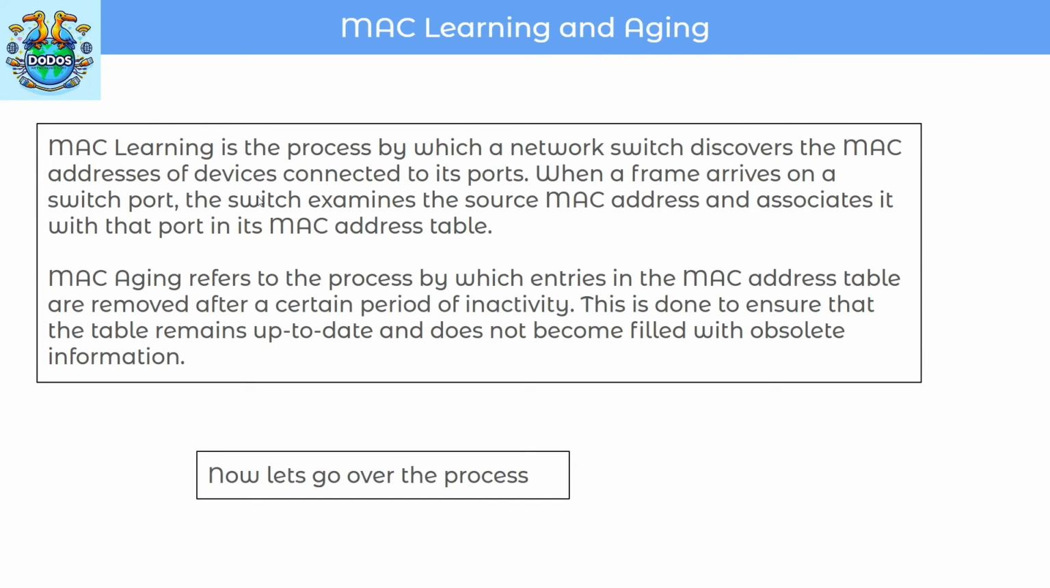MAC learning and aging. MAC learning is a process by which a network switch discovers the MAC addresses of devices connected to its own ports. When a frame arrives on a switch port, the switch examines the source MAC address and associates it with the port in the MAC address table. MAC aging refers to the process by which entries in the MAC address table are removed after a certain period of inactivity. This is done to ensure that the table remains up to date and does not become filled with obsolete information. Let's go over the process of this.